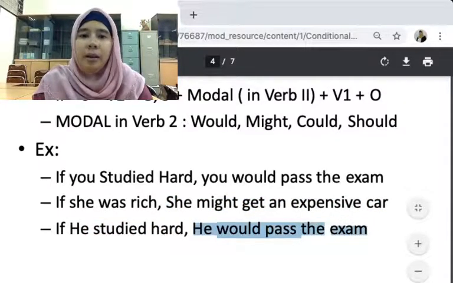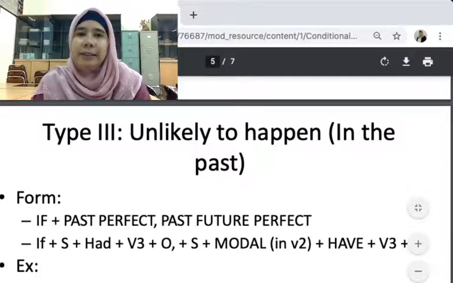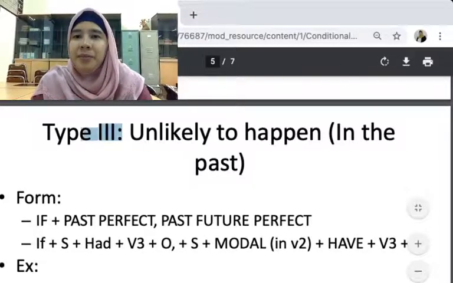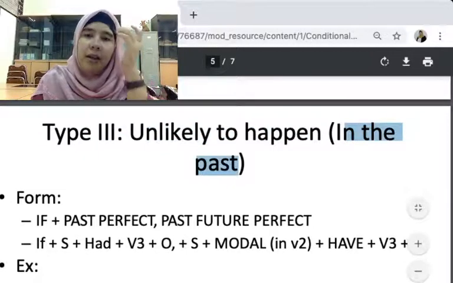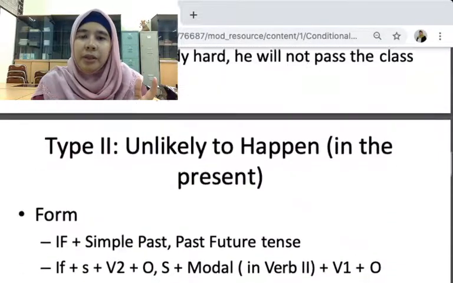Okay, let me go with the type 3. This is the longest conditional clause in English. Tapi biasanya justru kamu akan lebih mengingat type 3 dibandingkan type yang lain. Okay, type 3 unlikely to happen in the past. Maksudnya apa sih, Miss? Kok ada in the past sama in the present? Kalau in the past, let me go back with the type 2.